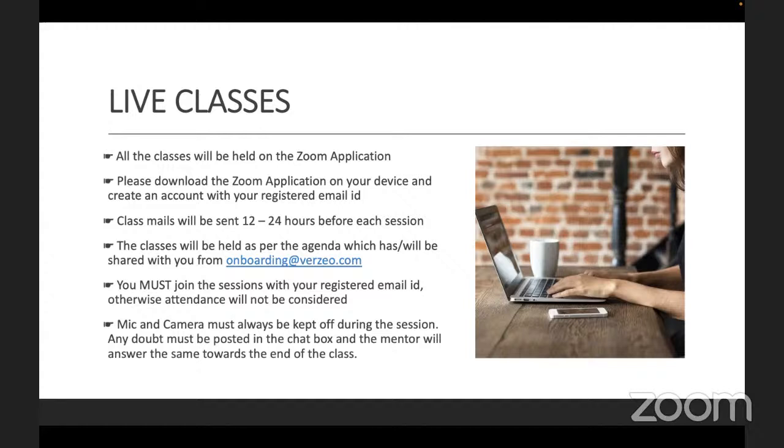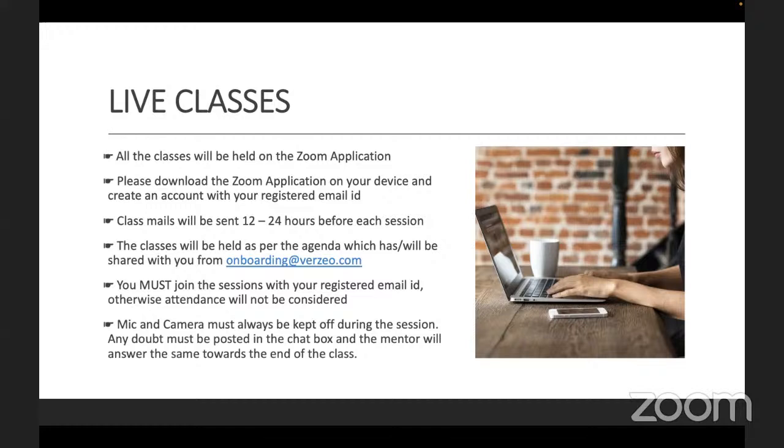The class mails also will be sent to you from onboarding@verzeo.com. And the classes will be held as per the agenda, which has been sent to you. You have to join all the sessions using your registered email ID, which is why I said you have to create your Zoom account using your registered email ID. Otherwise, your attendance will not be considered. So say you have registered with us from email ID xyz@gmail.com, but if you join the class using abc@gmail.com, we will not be able to figure out who you are and give you the attendance.